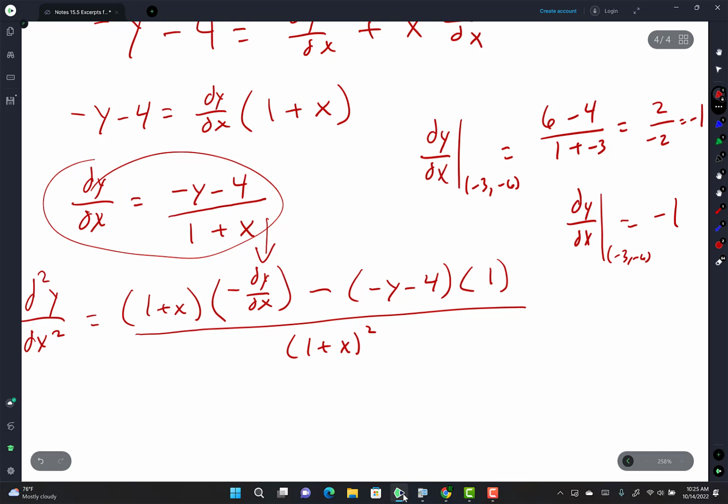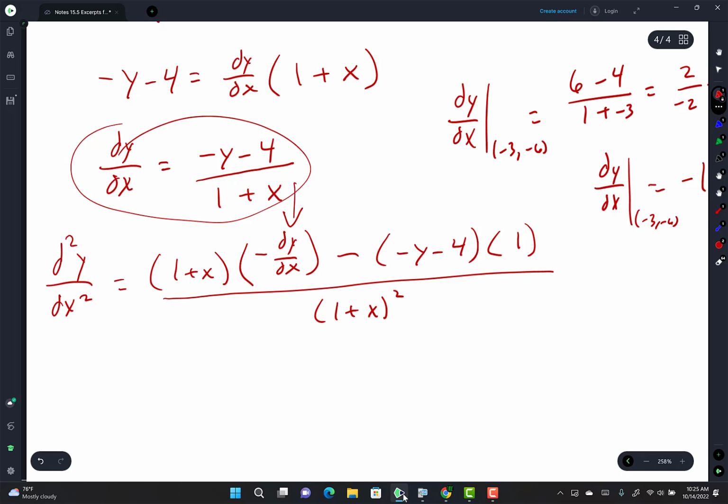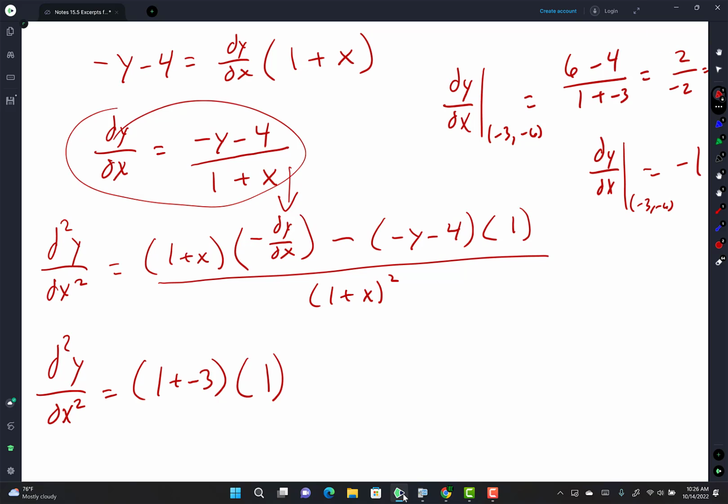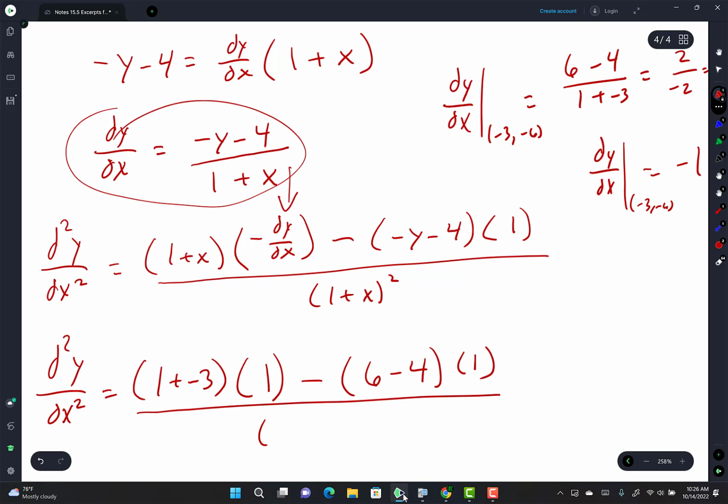All right, so now I know what dy dx is. I know what x is. I know what y is. I'm just going to plug in immediately like this. d squared y over dx squared is equal to 1 plus a negative 3, close, open. Now that says negative. What's minus a negative 1? 1, right? Does everyone see what I'm doing, guys? Okay. Minus a negative 6. So that's going to be a positive 6 minus 4 times 1 over 1 plus a negative 3 squared. All right. I think we're good now.